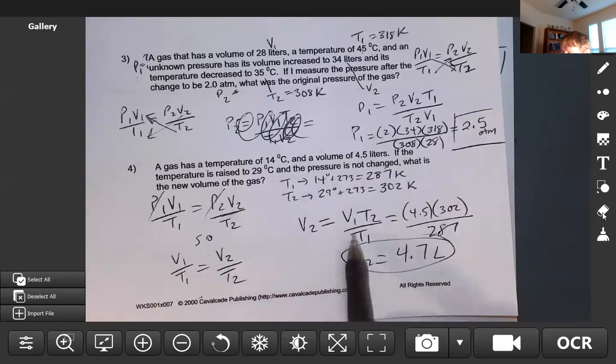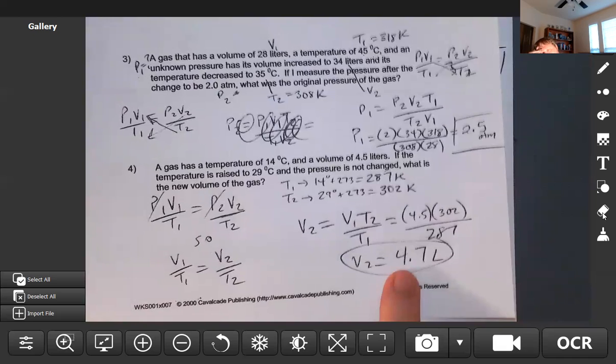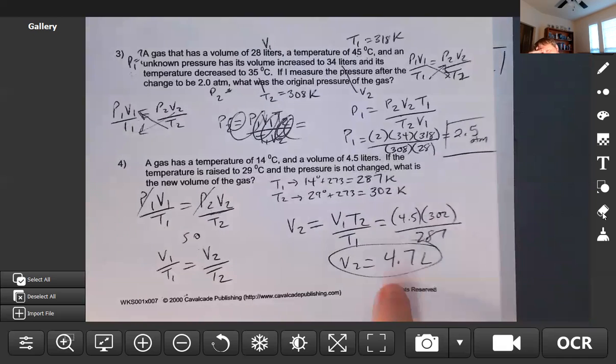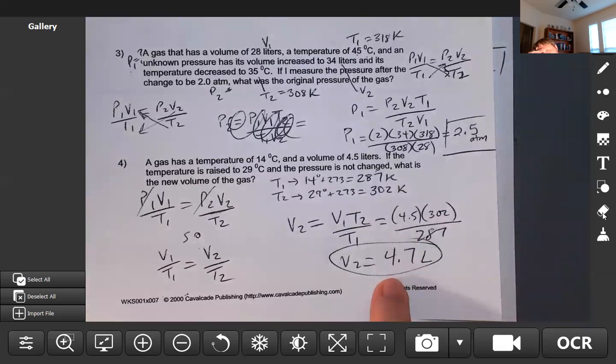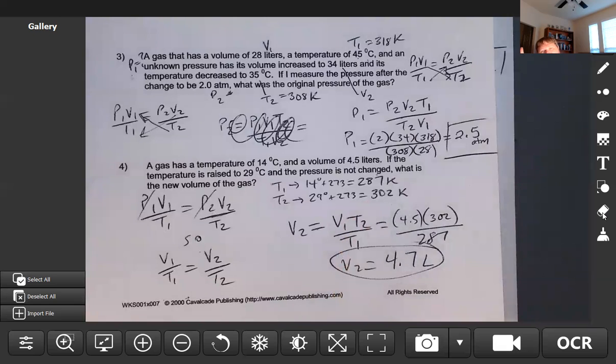And that's the work you see here. V2, I rearranged my variables. V2 equals this expression. I plugged in and solved 4.7 liters. If I allow a balloon or a tire to heat up, the temperature goes up. That gas is going to expand. That's our experience in nature. Warm gases expand. And so we have a volume that did go up as well. It didn't go up a lot. It only went up 0.2 liters. And you're thinking, well, that's not very much. Well, neither is this temperature change. That's not a huge change in temperature. 14 to 29 Celsius, that's not going to blow anybody's socks off.